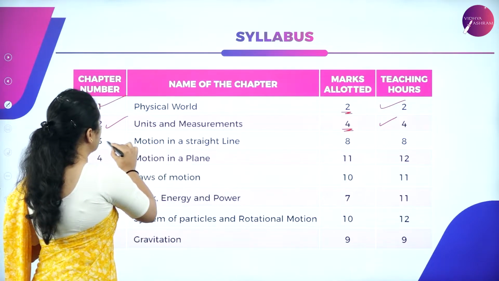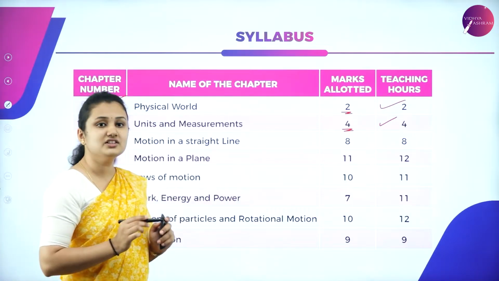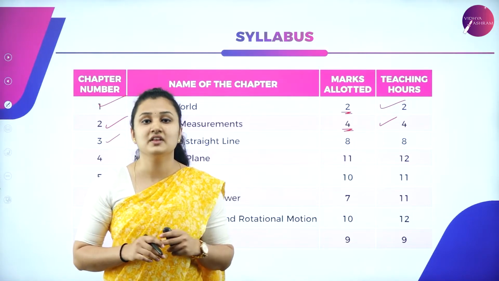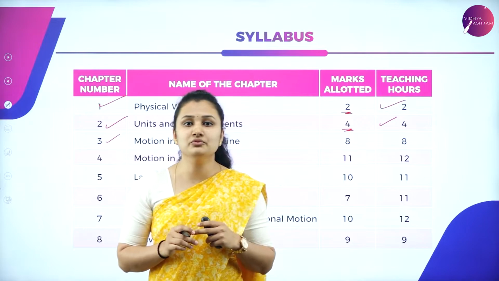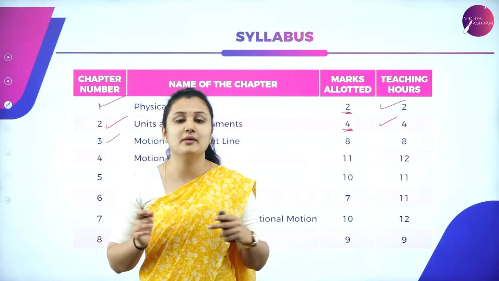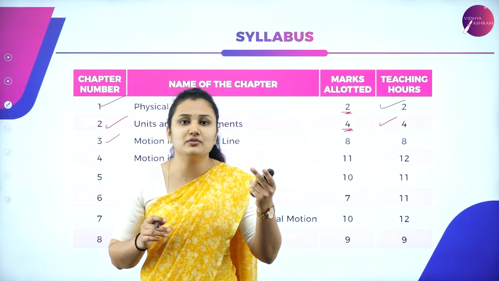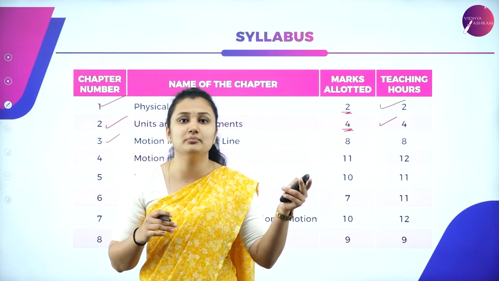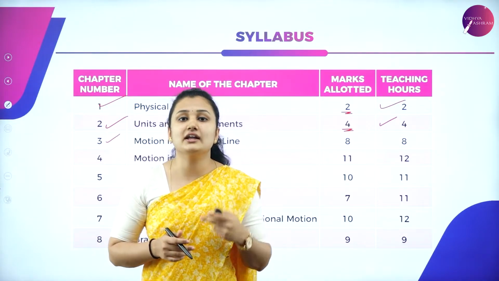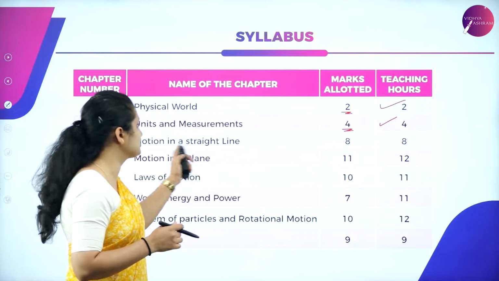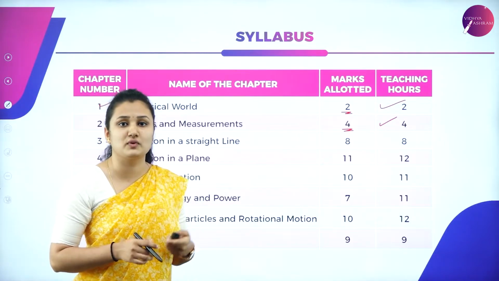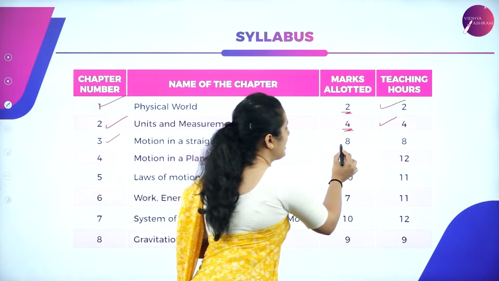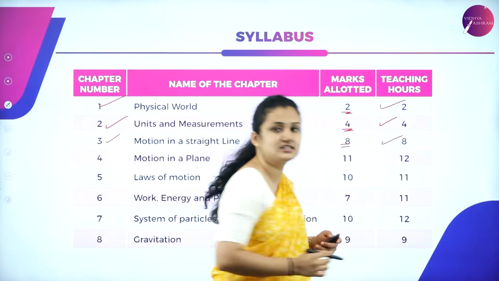The third chapter is motion in a straight line. In this chapter, you'll learn what is velocity, acceleration, time. Say for example, I want to move from one place to another place. Say I'm traveling in a car with some speed of 60 km per hour. Now, what is the time I take to travel from one place to another place? So, these kind of problems we'll be studying in motion in a straight line, where we'll be discussing what is velocity, acceleration, time, etc. So, the weightage of the chapter is 8 marks and the teaching hour is 8.